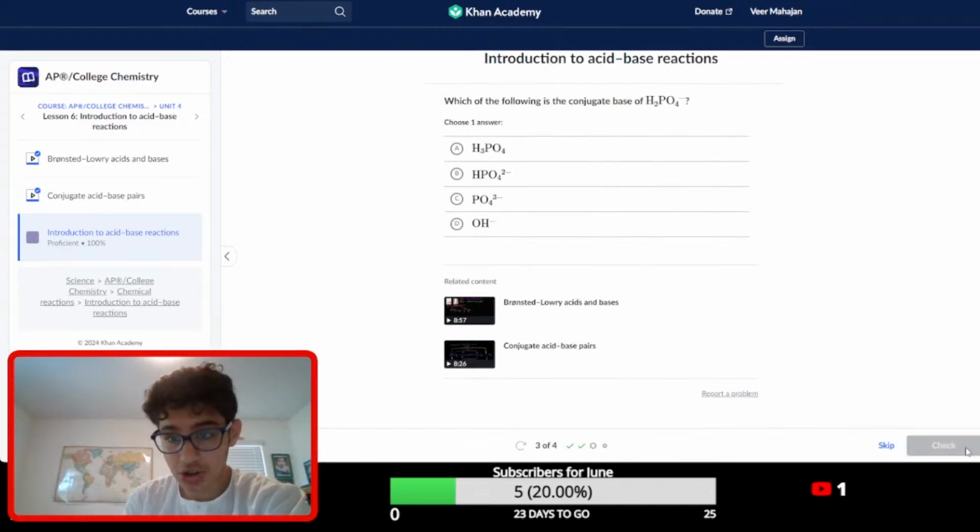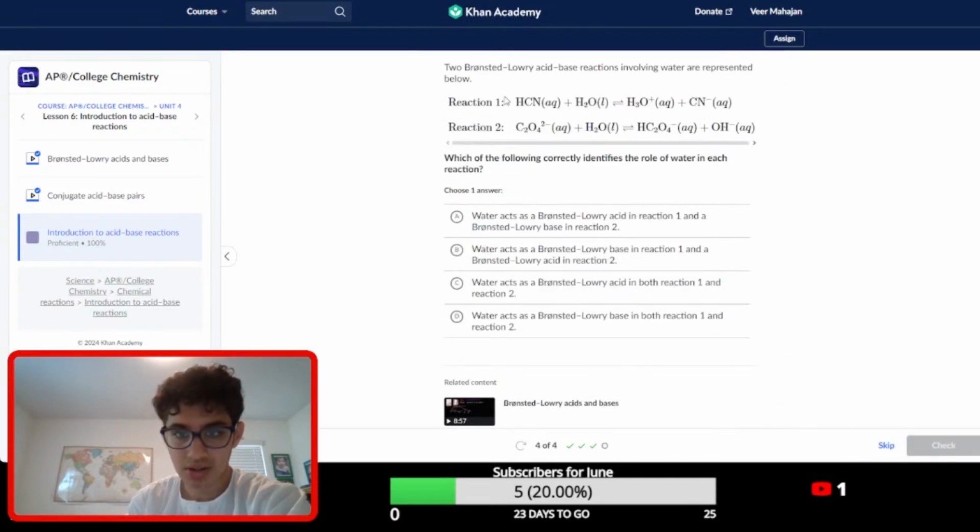Which of the following is a conjugate base? So the conjugate base will just have one fewer hydrogen, which will be HPO4, and then the charge is 2 minus.